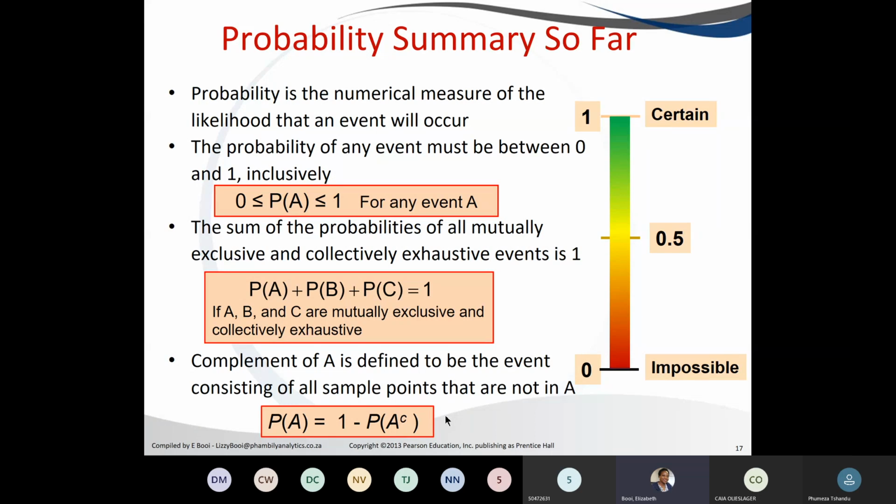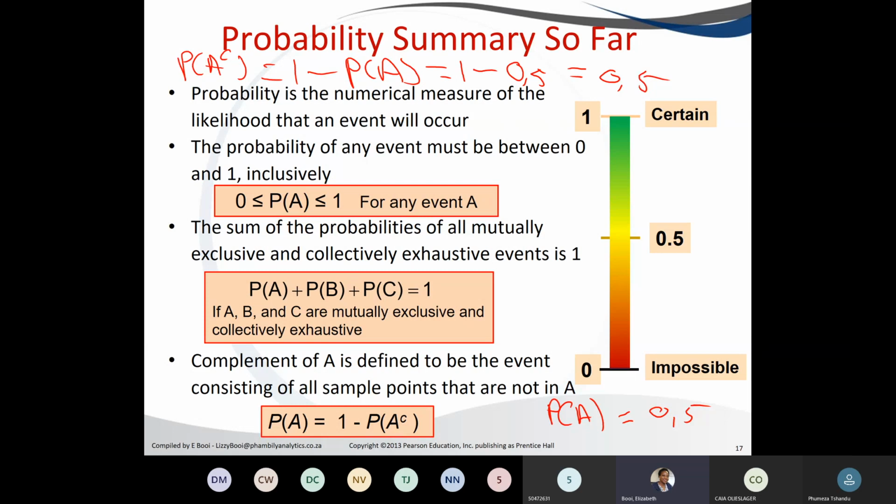And we also learned that a complement of A is defined to be the event consisting of all points that are not in A. The probability of A complement will be 1 minus the probability of A. So if my probability of A is 0.5, to find the complement, I will just say 1 minus the probability of A, which is equal to 1 minus 0.5, which is 0.5.